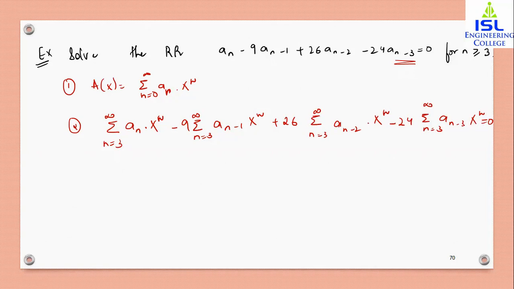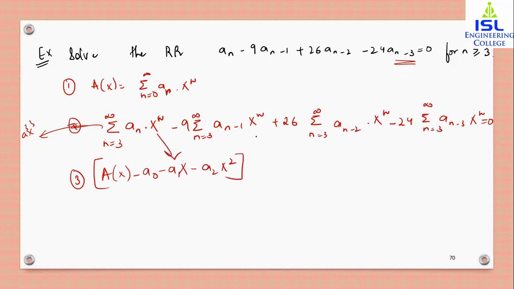After that, what you are supposed to do in the third step? Third step is replacement. So you have to replace each term. Here, instead of this term, we will get a of x minus, since this term will begin with a3 x cube, what about the first a0, a1x, a2x square? So we will mention it with this a of x minus a0 minus a1x minus a2x square. This is your first term replacement. After that, you have to continue writing for all the other terms.